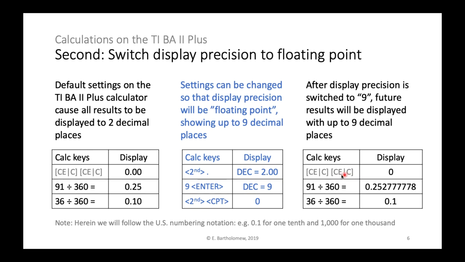So let's do the same calculations. We'll clear again. We had 91 divided by 360, and you'll see in the display 0.25277777, several sevens out 9 digits. And then if you do the one that divides evenly, 36 divided by 360 equals, you'll just see 0.1, no trailing zeros. So that's how the floating point works. There are actually more digits after this, but it's rounding it to 9 digits. That's as far as it'll go. So that's how we set the precision.